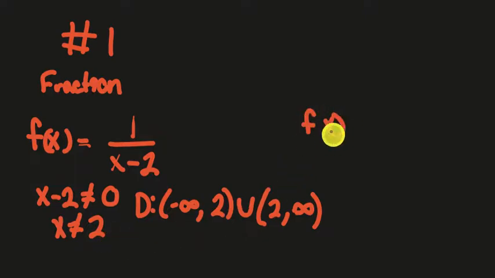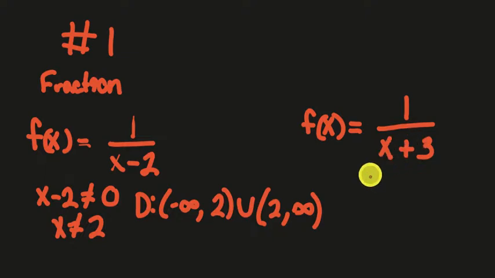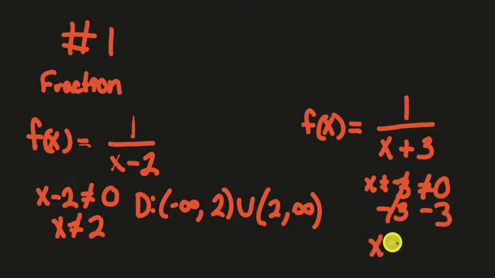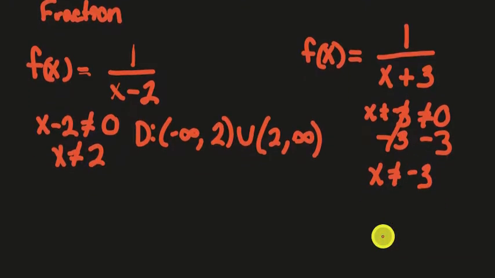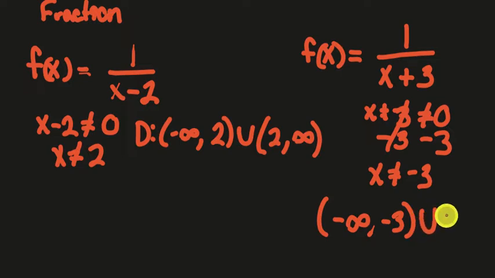Another example where we have a fraction is if we have 1 over x plus 3. We need to set the denominator equal to 0 to see what x cannot be equal to. If we subtract 3 on both sides, we're going to get that x cannot be equal to negative 3. And our domain will go from negative infinity to negative 3, and this will be in union with from negative 3 to positive infinity.